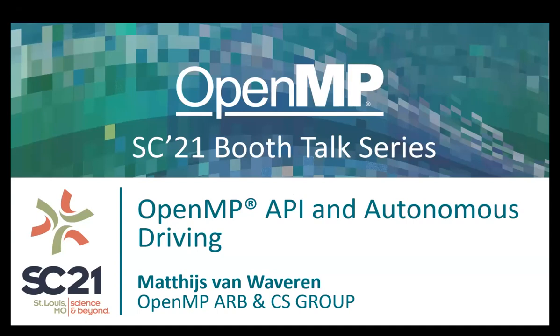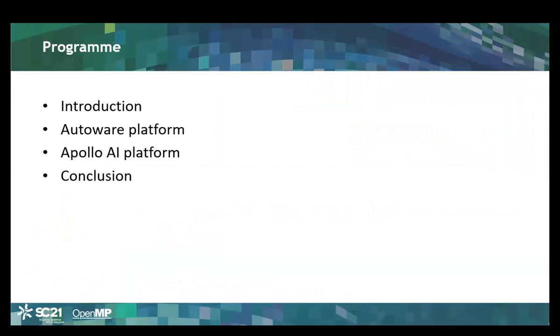In this booth talk, we wish to show you how OpenMP has been used to parallelize modules of autonomous driving software platforms. We will start with a short introduction, then describe the Autoware autonomous driving platform and how OpenMP has been used to parallelize modules in it. Then we will go into the Apollo artificial intelligence platform and also discuss how OpenMP has been used on this platform, and finish off with a short conclusion.